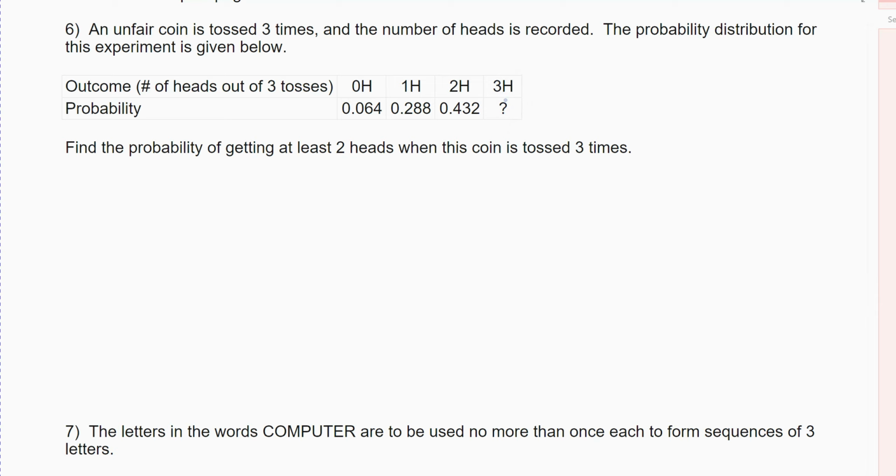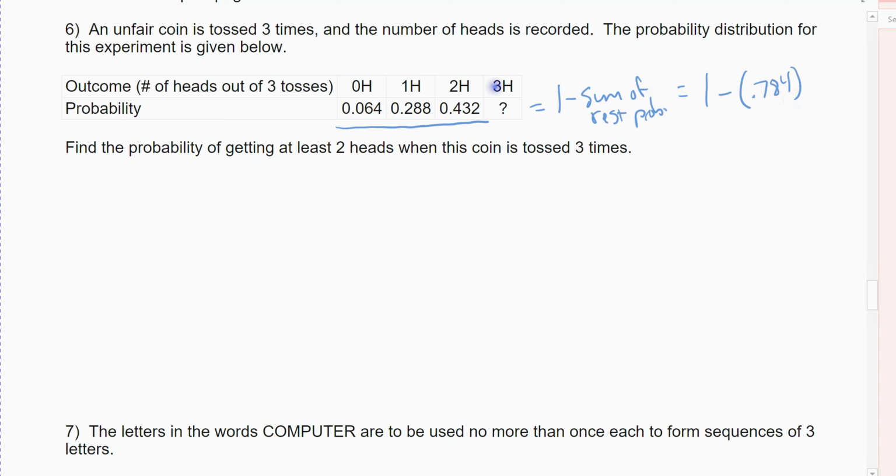When I have a probability distribution, I'm listing all possible outcomes. Well, remember, all possible outcomes should add up to 1. So if I know all but the last one, to find this missing probability, what I do is I take 1 minus the sum of the rest of the probabilities. So I add up all of these: 0.064 plus 0.288 plus 0.432, and that comes out to 0.784.